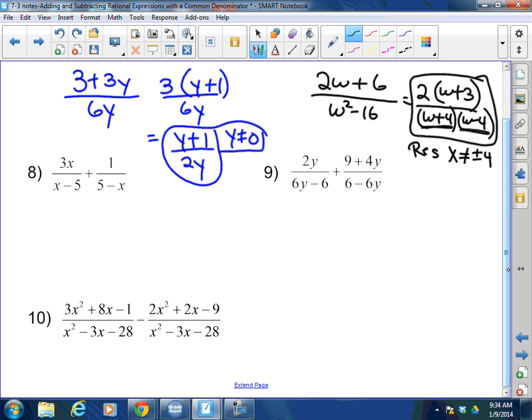Here, do I have common denominators? What do I got to do? I got to factor out a negative, but what's that going to make this positive now? So this is 3x minus 1 over x minus 5. Done. My restrictions, if I were asked, x cannot equal 5.